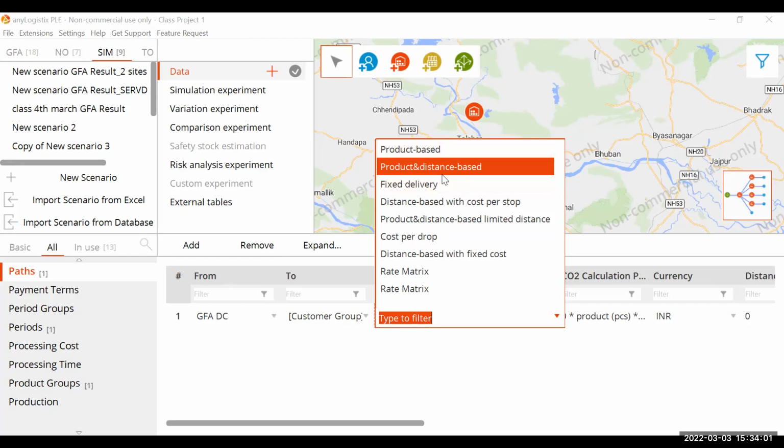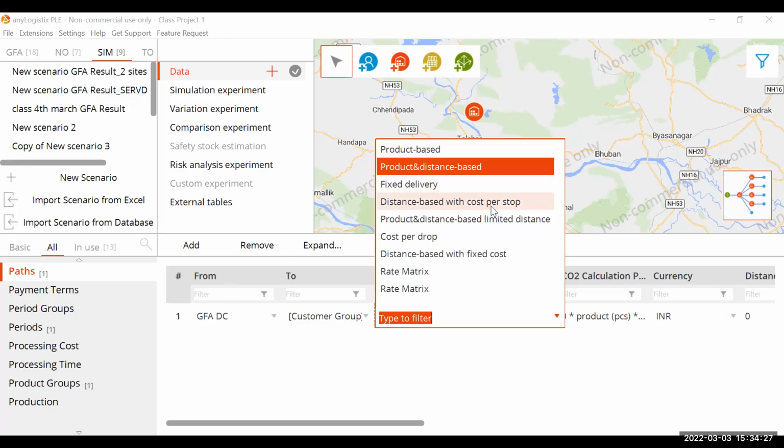Then product and distance based, depending upon the distance covered, which is actually true. Most transporters, even packers and movers, whom you hire to move something from your home to another place, generally charge based on the distance: how much product, how much quantity, and how much distance. Then fixed delivery: for a delivery of, say, 200 kilometers, this amount they are going to charge.